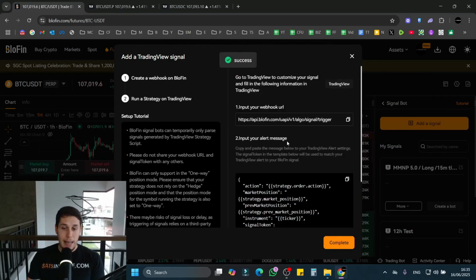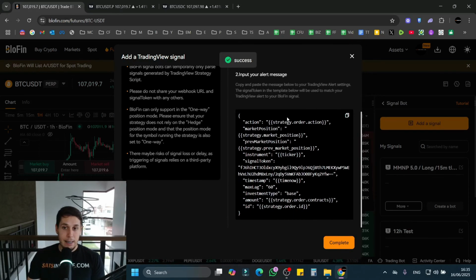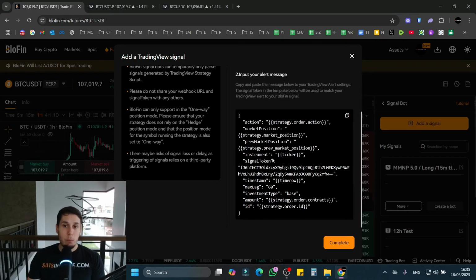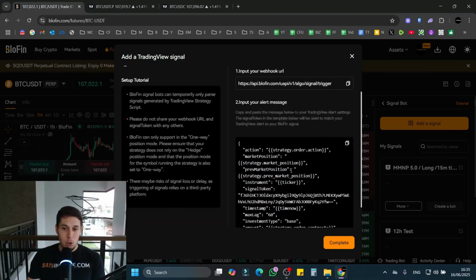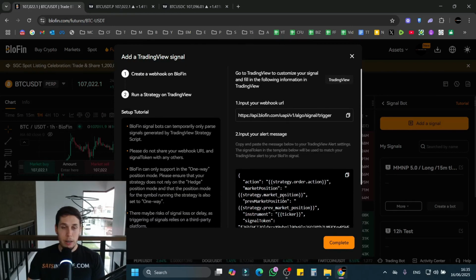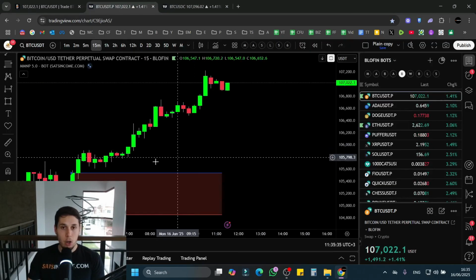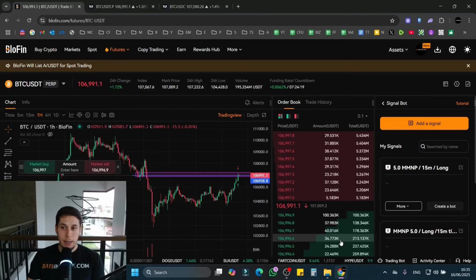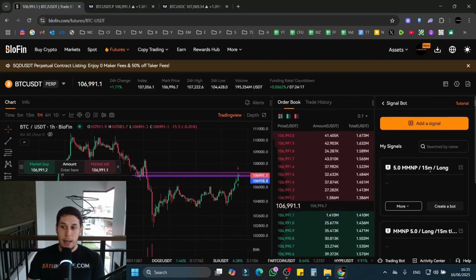So I'm going to click next, and here we have two important things. We have the webhook URL and we have a piece of code right here, the alert message. These two things you are going to need in order to make the connection later on between the indicator and the bot, right? But for now we don't really need it, so I'm just going to click complete, and bam, right here I have the signal.